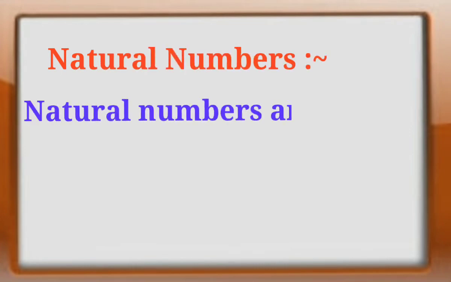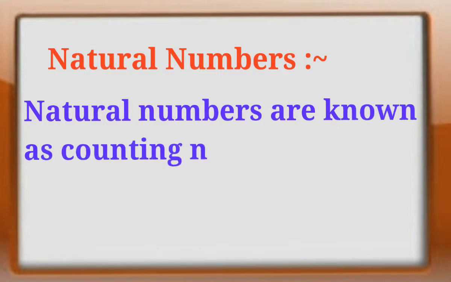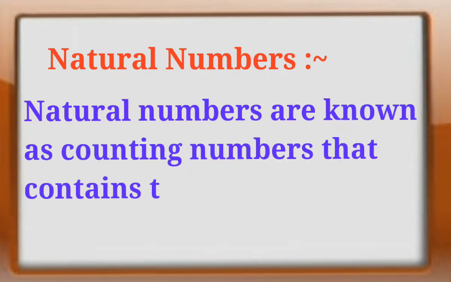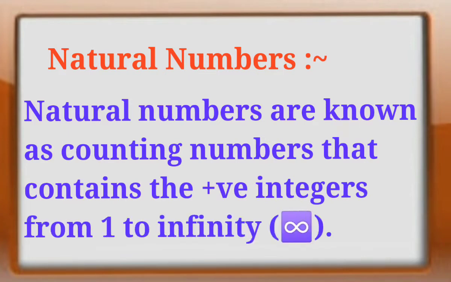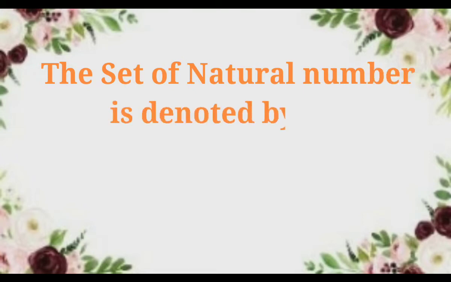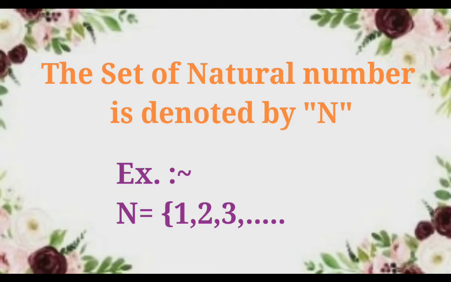Now we know about natural numbers. Natural numbers are known as counting numbers that contain the positive integers from 1 to infinity. The set of natural numbers is denoted by N. For example, N is equal to 1, 2, 3 and so on.